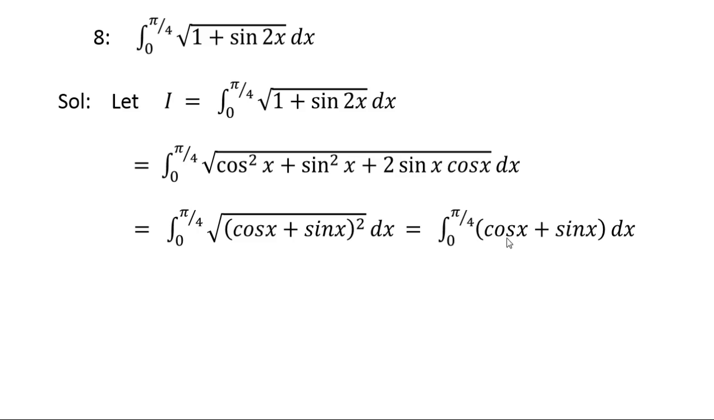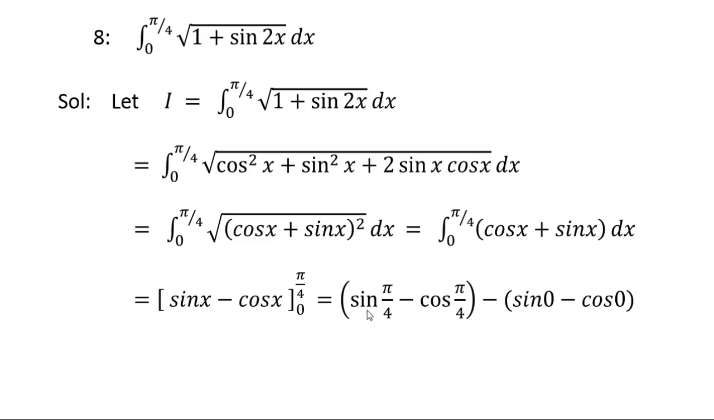Now we write integration of cos x. Integration of cos x is sin x, and integration of sin x is minus cos x between limits 0 to pi by 4. This is g of x. We evaluate this expression by taking x is equal to pi by 4. Then we evaluate the same expression by taking x is equal to 0 and subtract this second answer from the first one.